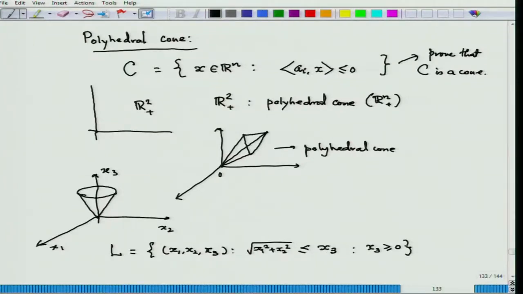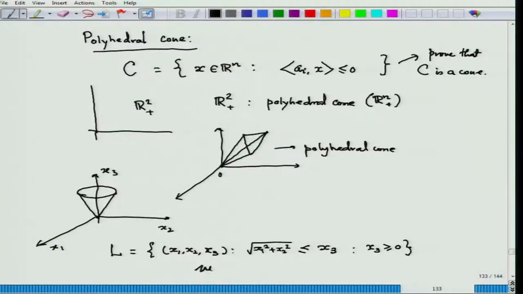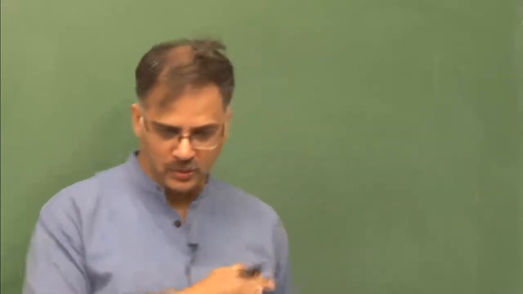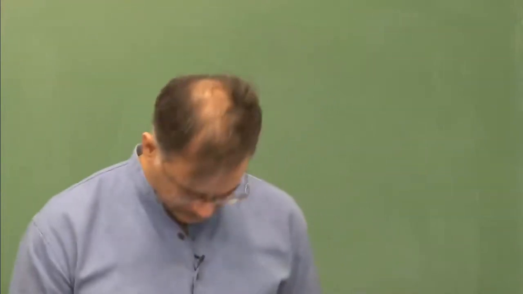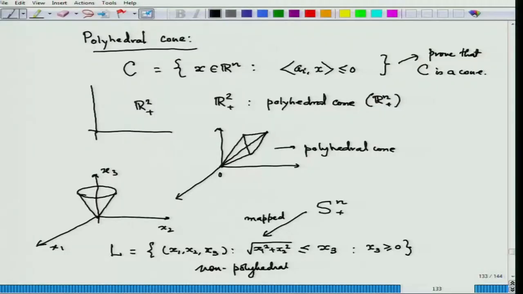This is a non-polyhedral cone, because here I have a quadratic inequality, not a linear inequality. So, it is not a polyhedral cone. In fact, the set of all positive semi-definite matrices, Sn plus, can be mapped in a natural way to this cone. In that way, many semi-definite programming problems can be posed as second order conic problems, about which we will come in detail later when we study semi-definite programming. So, this is an example of a non-polyhedral cone.